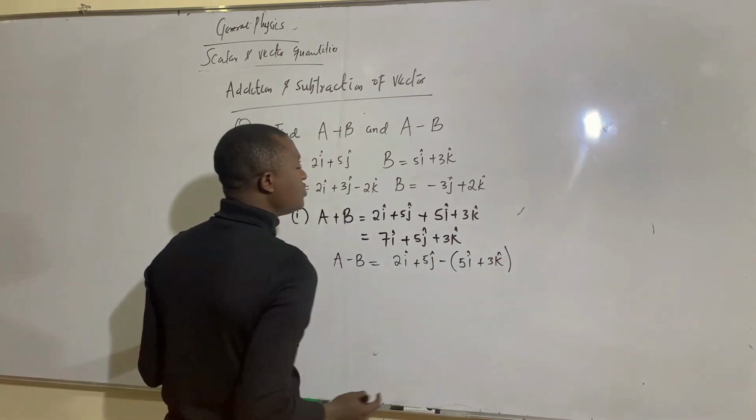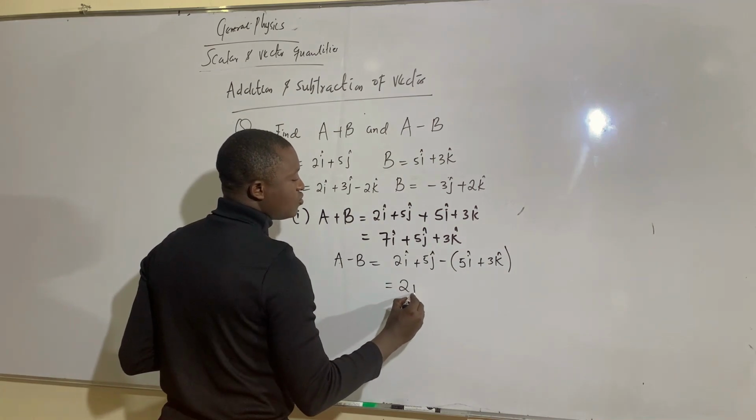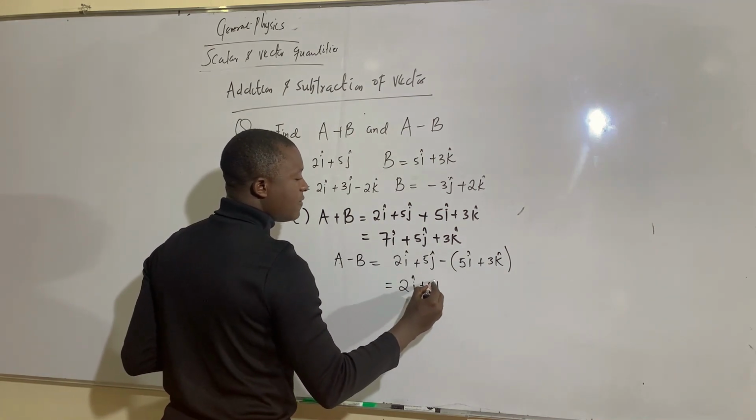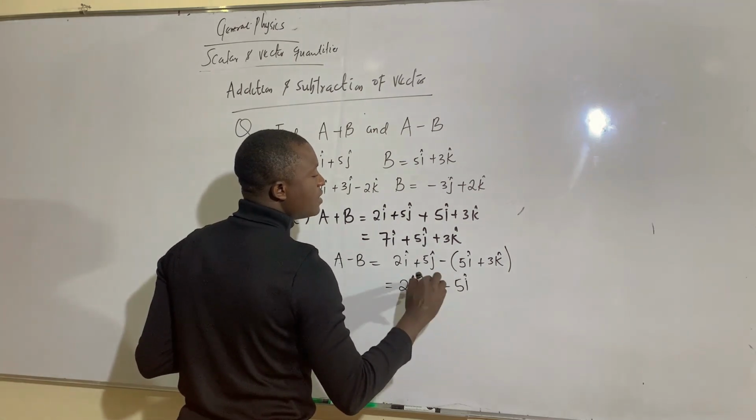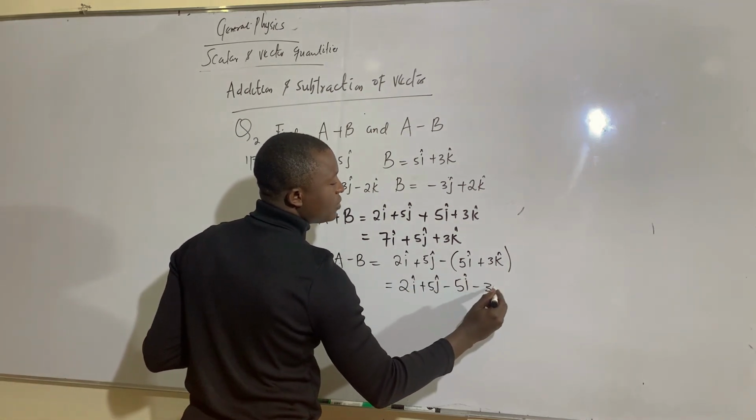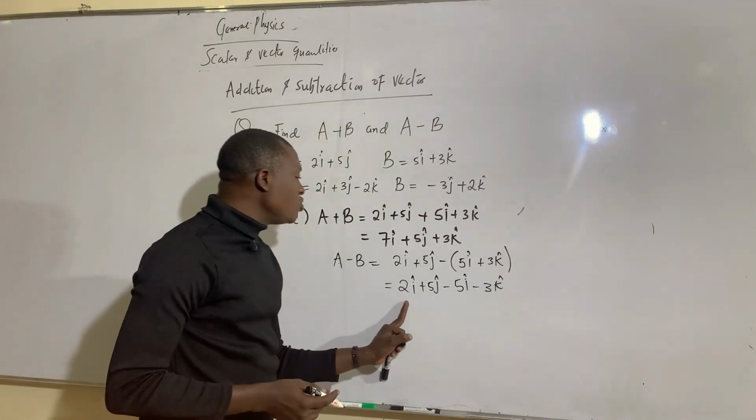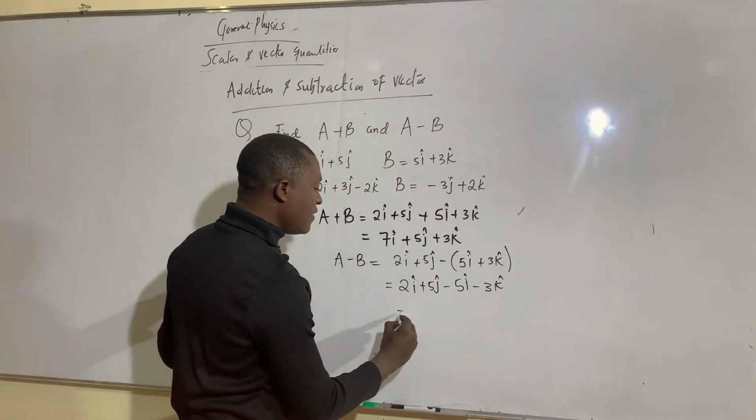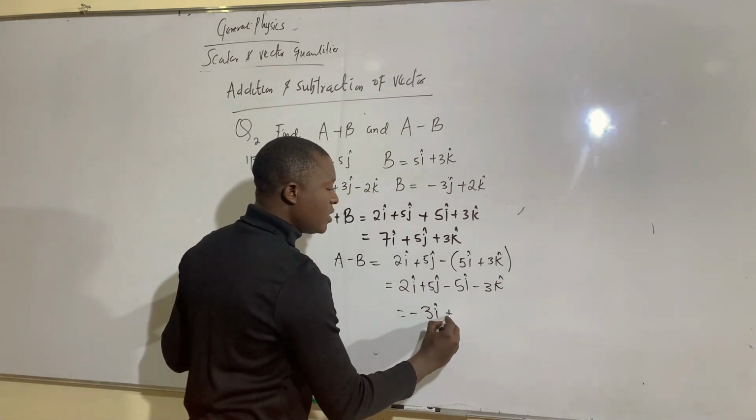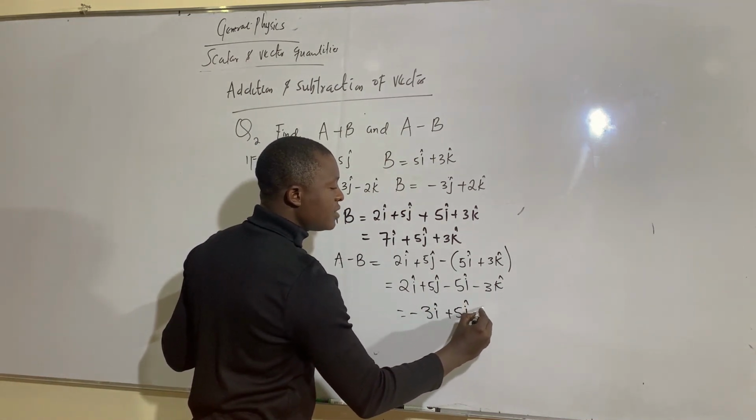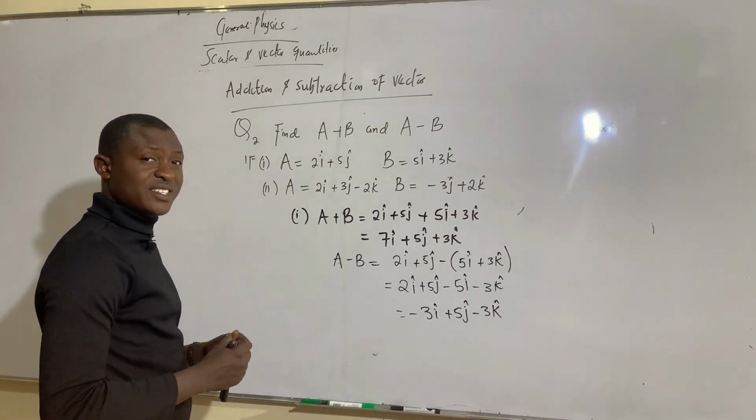I will still follow the same process, using this minus to open the bracket of this one. That means we have 2i plus 5j minus times this, I will have minus 5i, minus times 3k, of course I will have minus 3k. So now, still the same thing, 2i minus 5i. Definitely, we are going to have minus 3i, right? Then I will have plus 5j, then minus 3k. You can see how we do that. I hope you are getting it right.